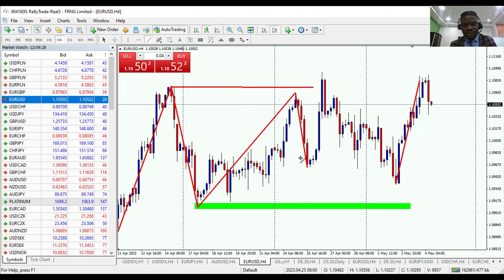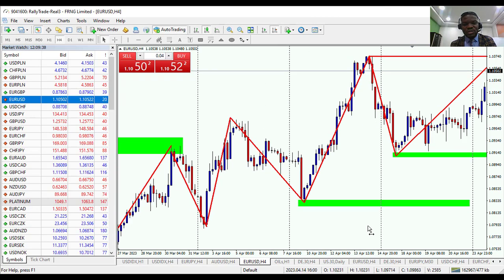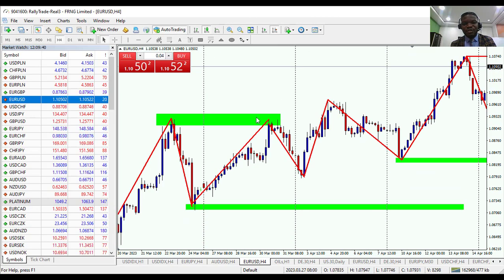Excuse me, let me draw this again. So what this market is trying to do is exactly what it did here. It gave us two equal highs, right? Now that means it is inviting or inducing sellers. So sellers will start coming in, and they will sell and make profit.